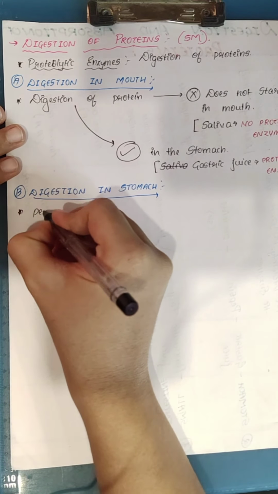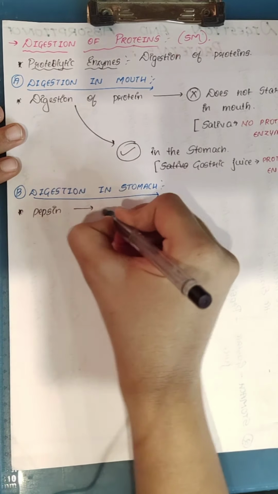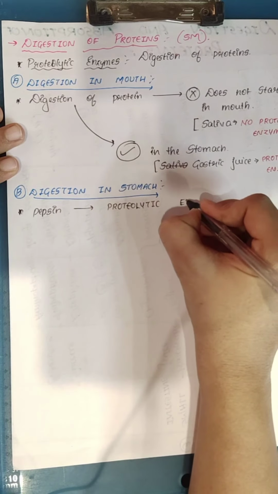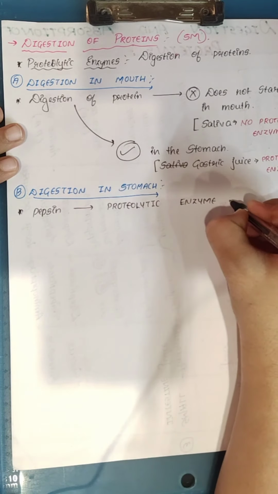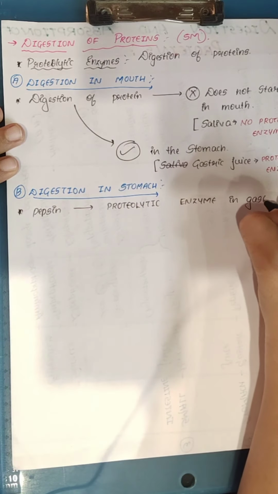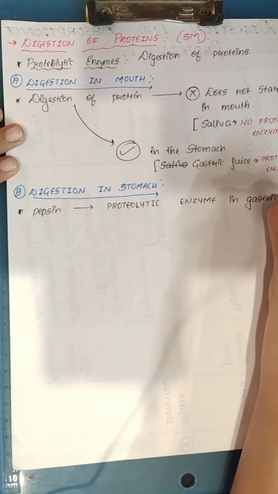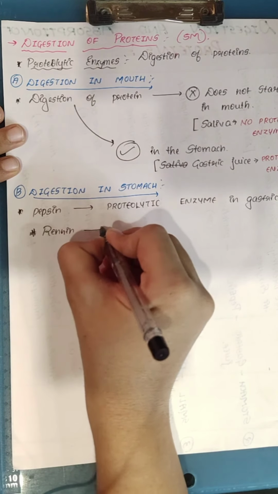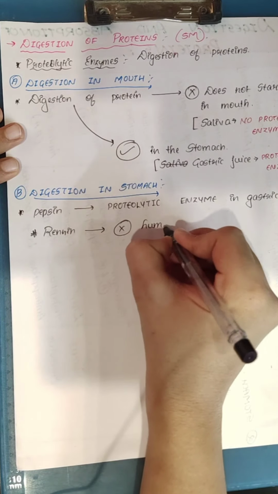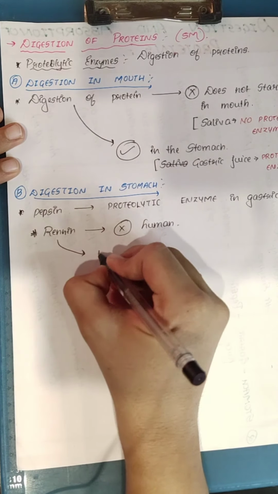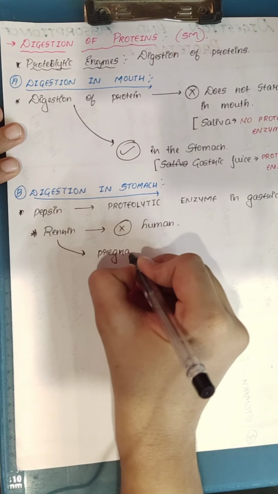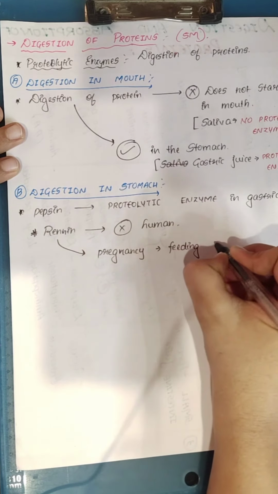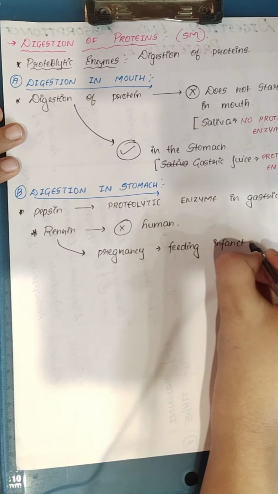So, pepsin is the only proteolytic enzyme present in gastric juice. Renin is absent in humans. It is not present in humans, but it is found during pregnancy for feeding the infant.